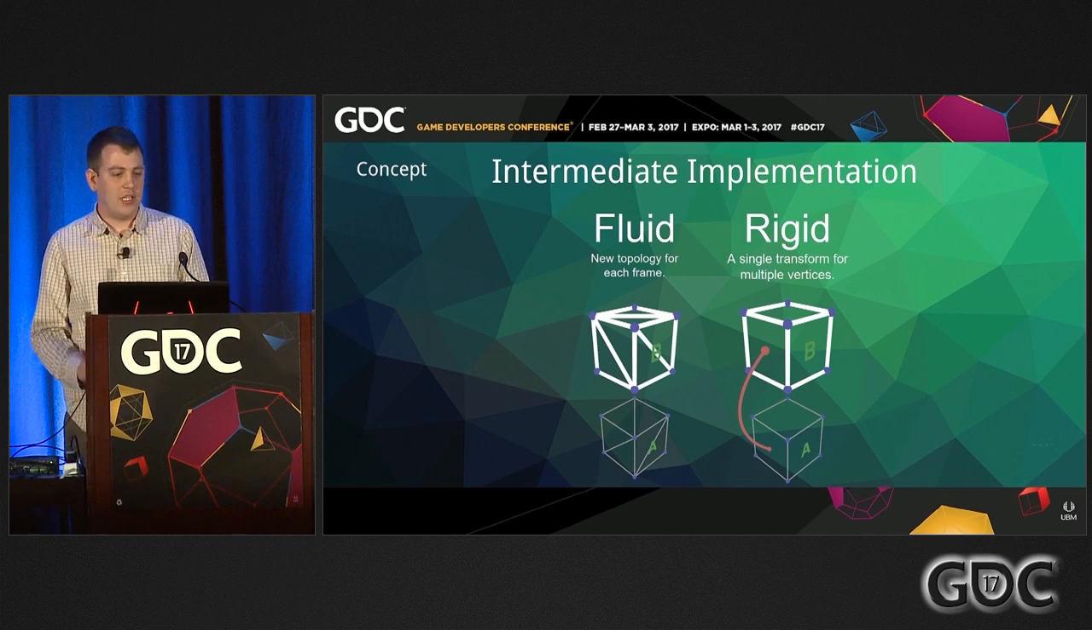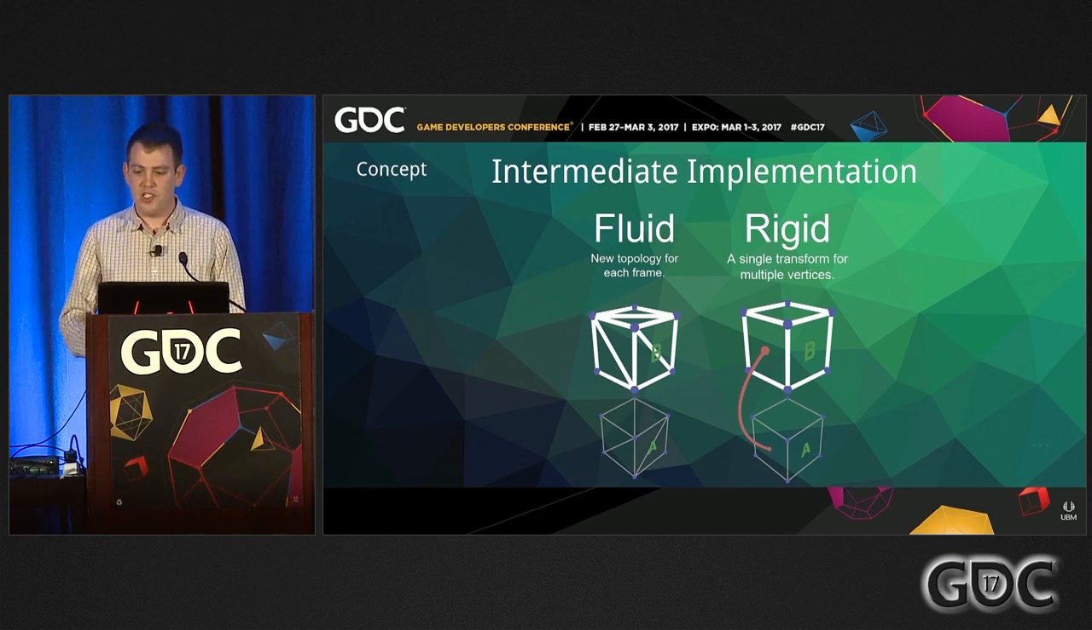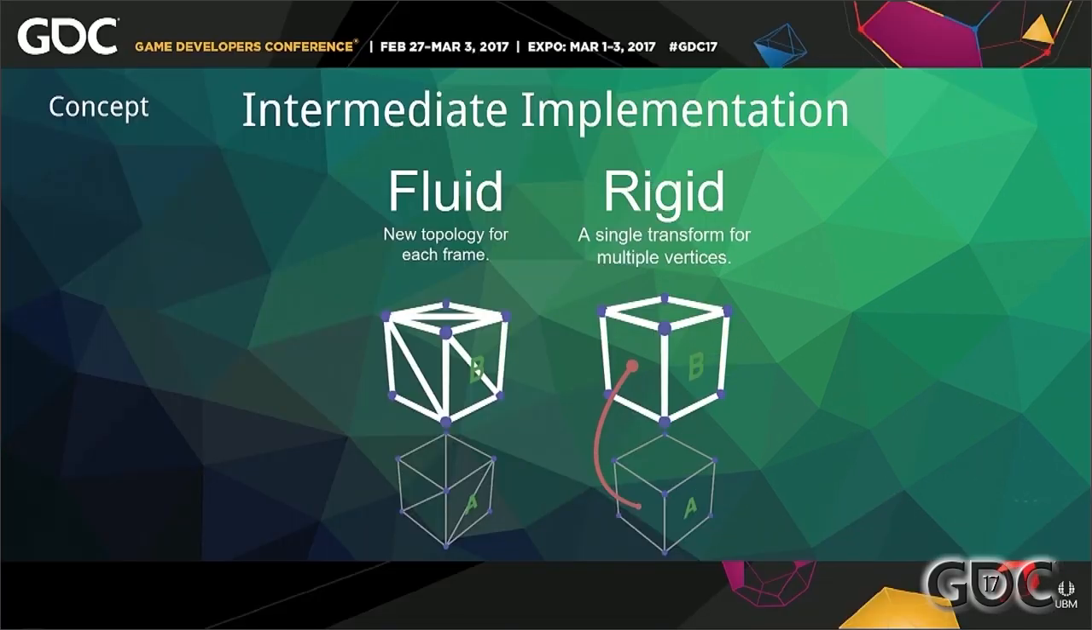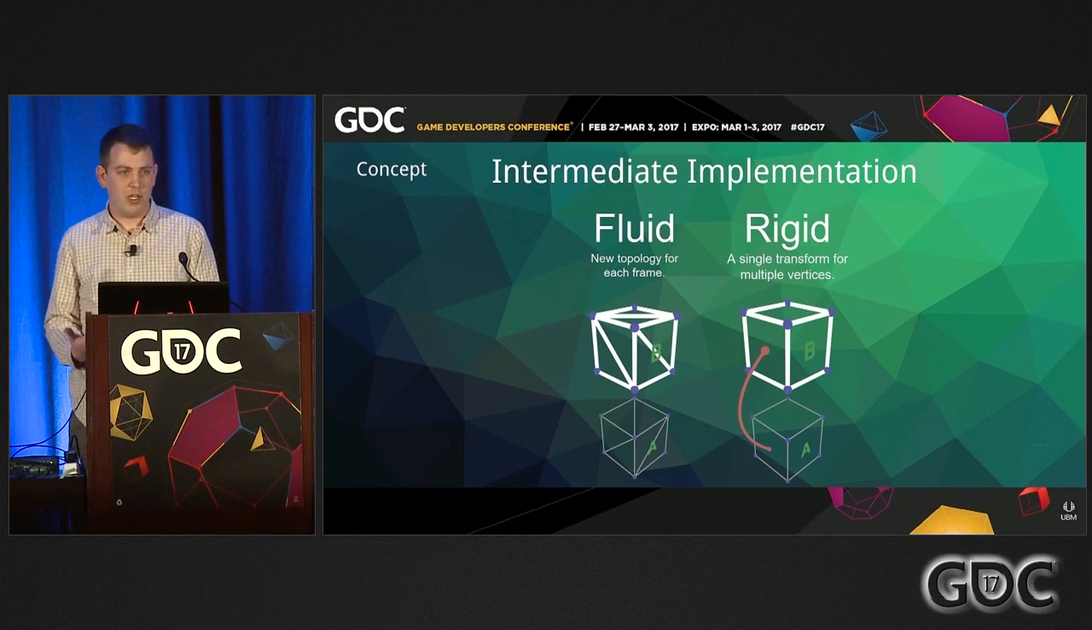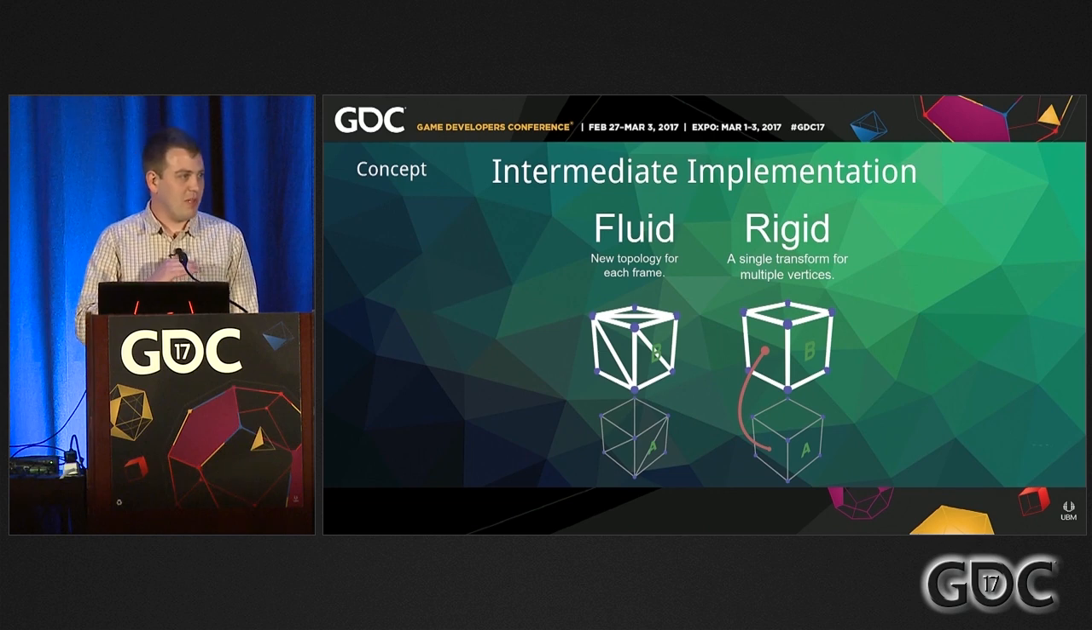Rigid is what we define as multiple vertices that share a single transform. This is the concept of object transforms, bones, particle animation, characters, flock swarms, leaves blowing in the wind. This became our golden child. This is pretty much what we shipped almost all the assets with in Halo 5.